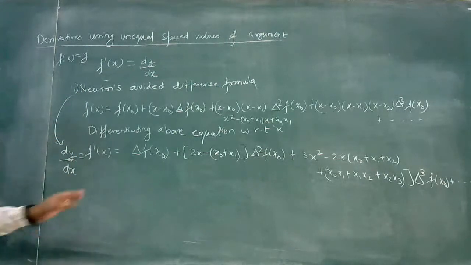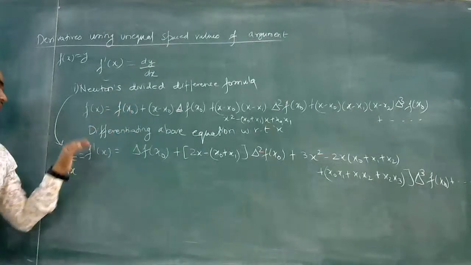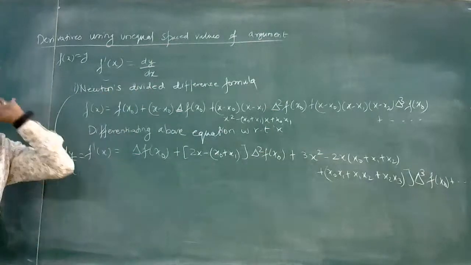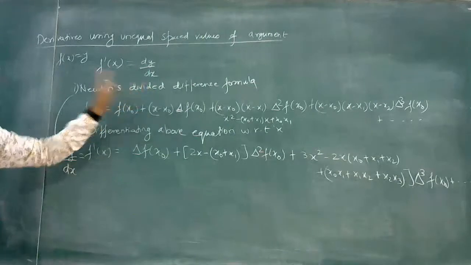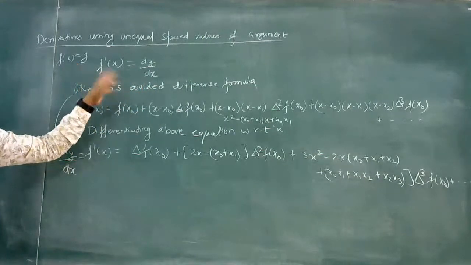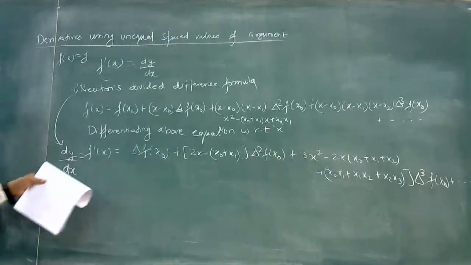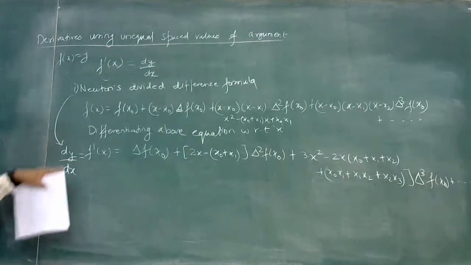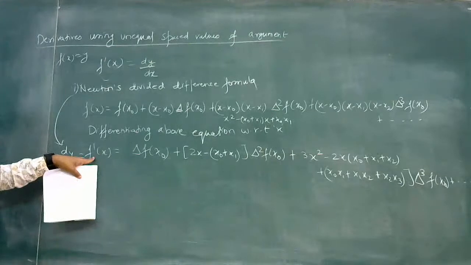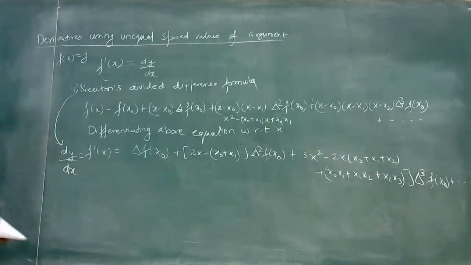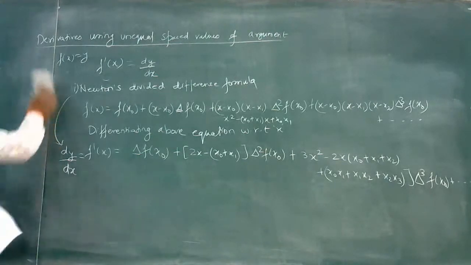Okay. In a similar way, you can find the value of d by dx using Lagrange's difference formula by differentiating it with respect to x on both sides. Okay. So this is the formula which will be used for finding the value of derivative del f dash x. Okay. So we will solve one problem based on this. Okay.